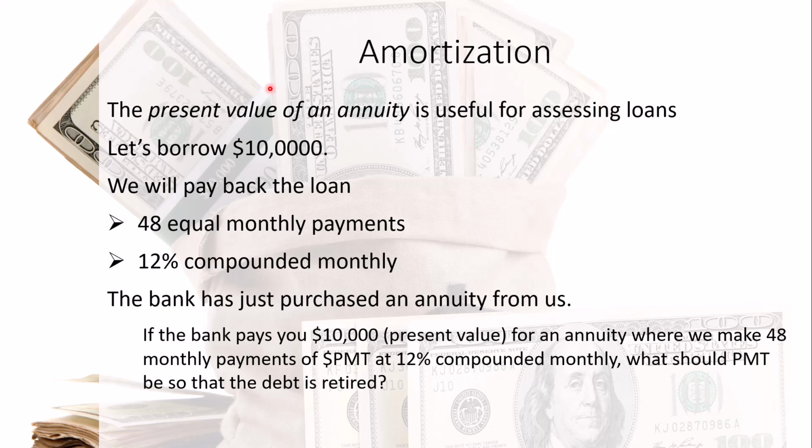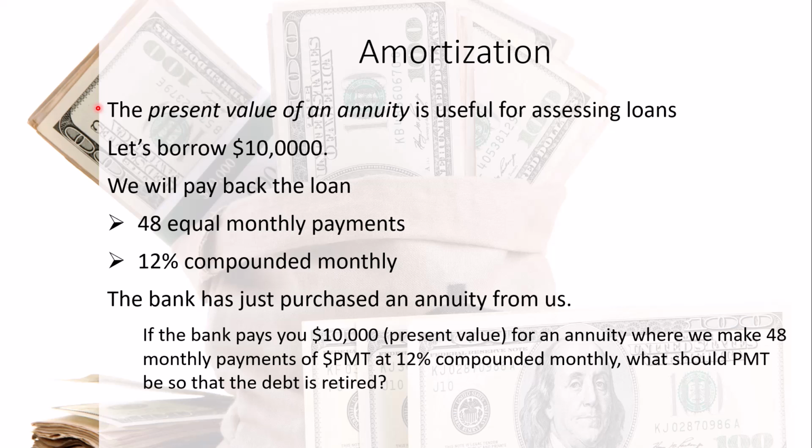And here we're going to talk about amortization. The present value of annuity is useful for assessing loans. Let's suppose that you want to borrow $10,000, and we're going to pay the loan back in 48 equal monthly payments at 12% compounded monthly. Well, if that's the case, then the bank just purchased an annuity from us. The bank is going to pay you $10,000, and then we're going to make monthly payments of whatever the amount needs to be at 12% compounded monthly.